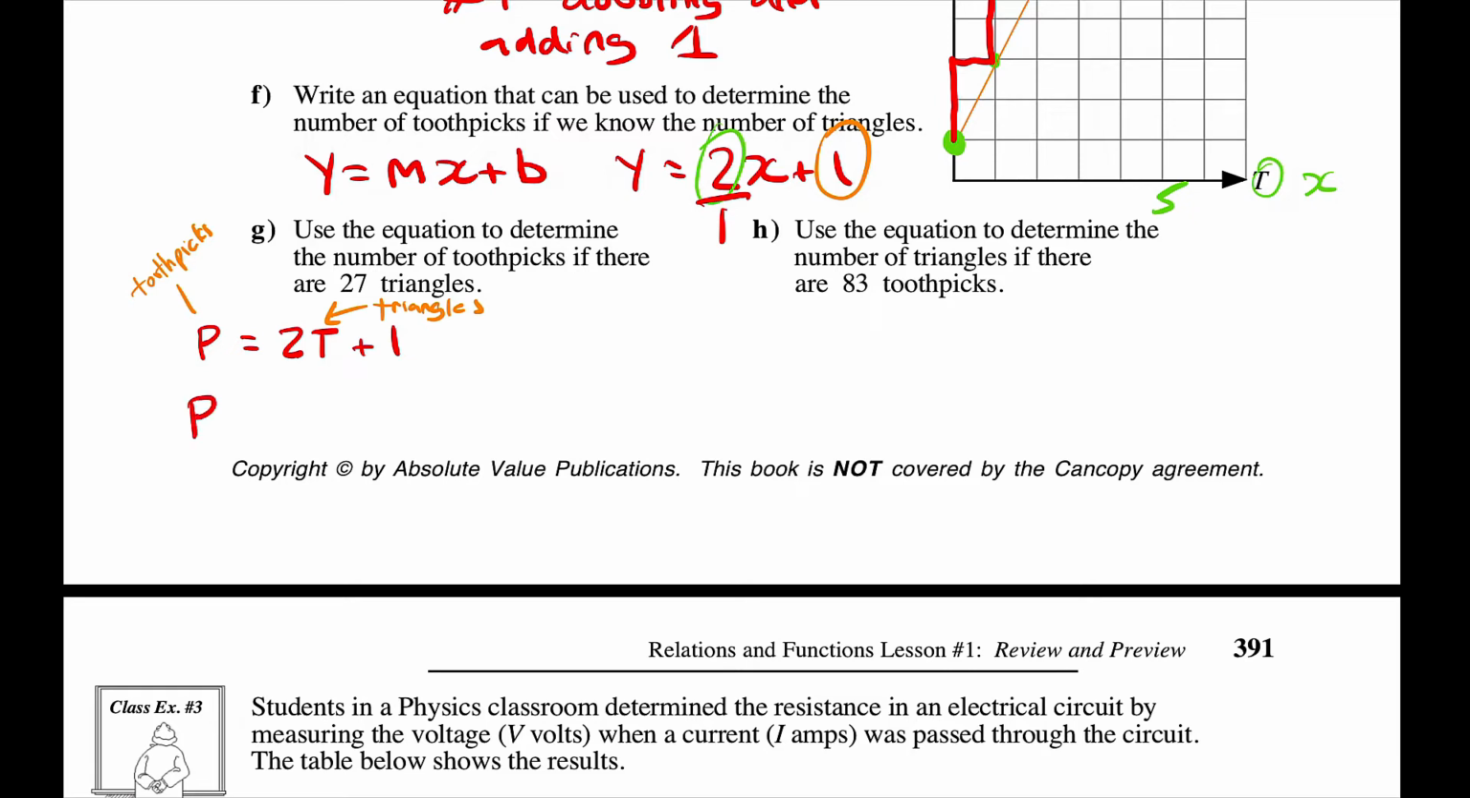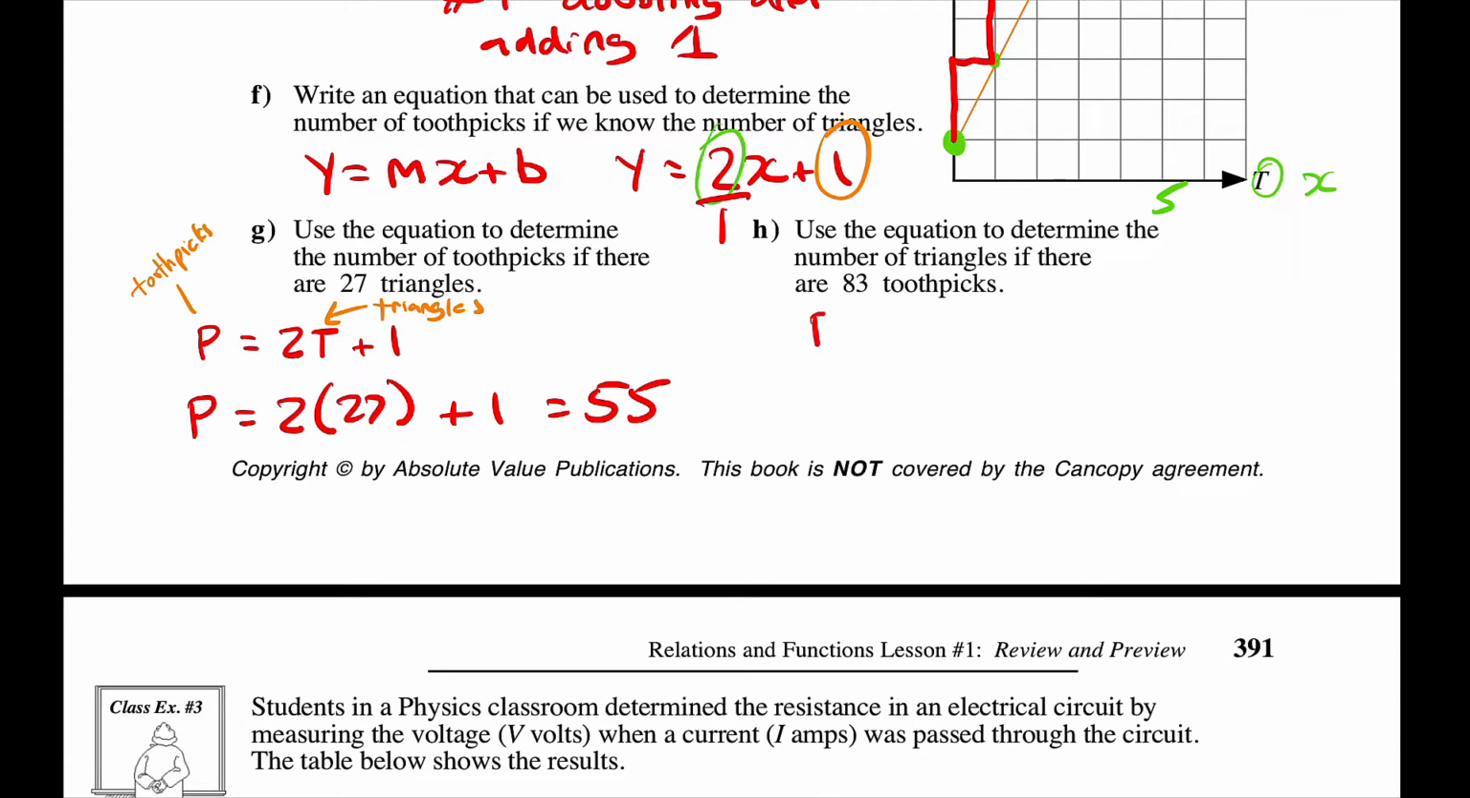So I want to say the number of toothpicks is going to equal 2 times whatever t is, plus 1. It's a really good idea to take the variable that you're going to be substituting and put brackets there. This helps with confusion and mixing up the signs. Then we take this number 27 and put it in there, and solve. 2 times 27 is 54, plus 1 is 55. So we need 55 toothpicks to make 27 triangles.